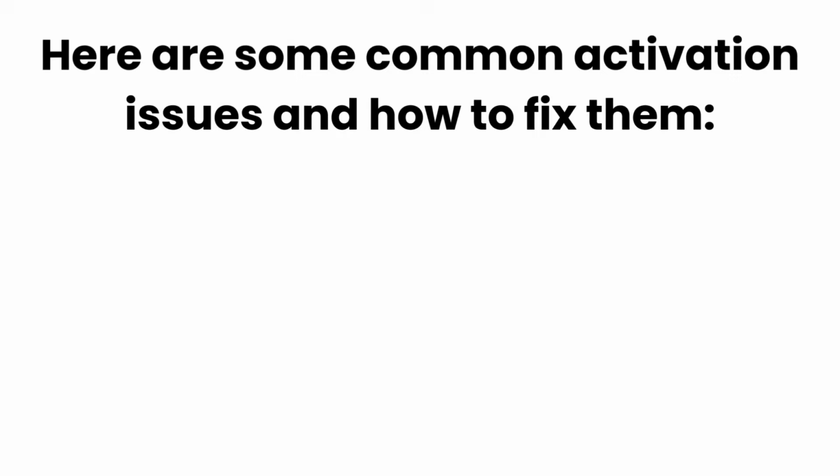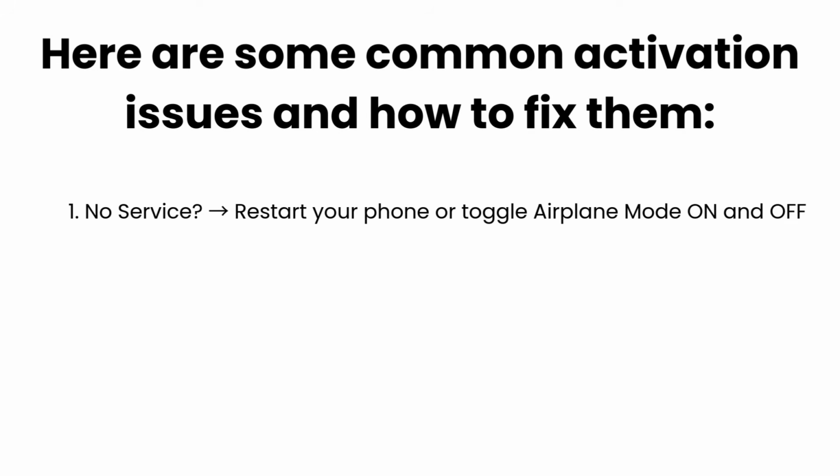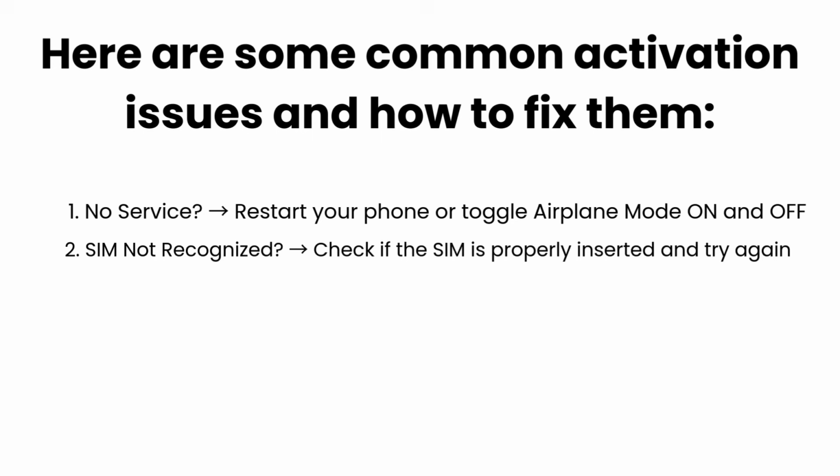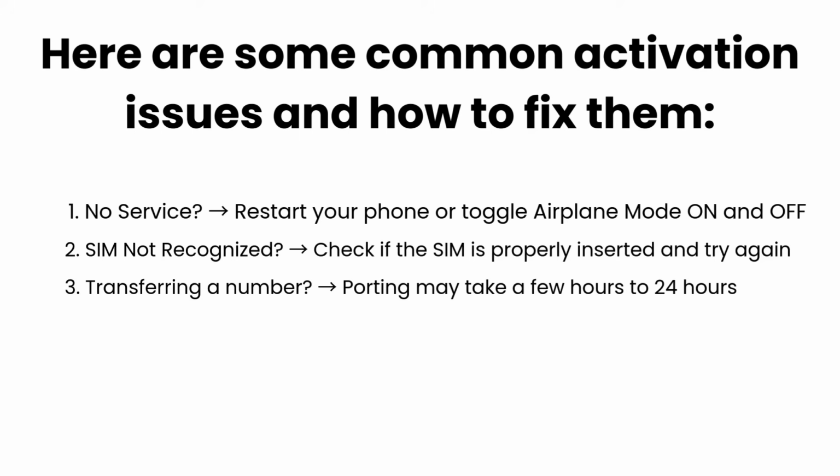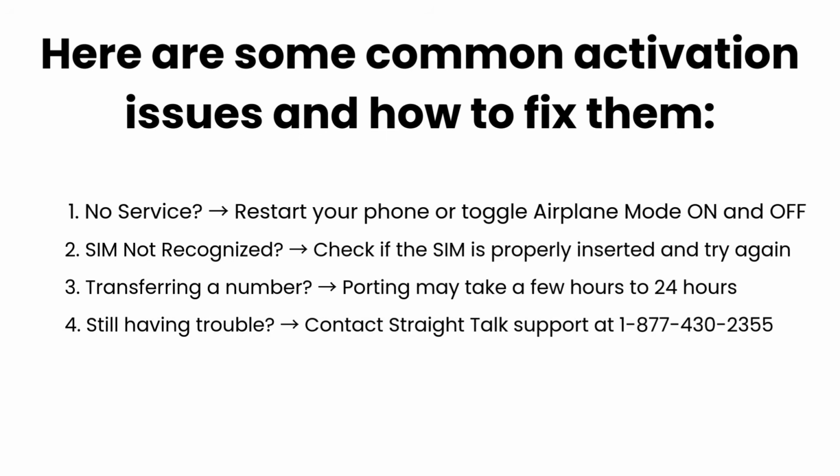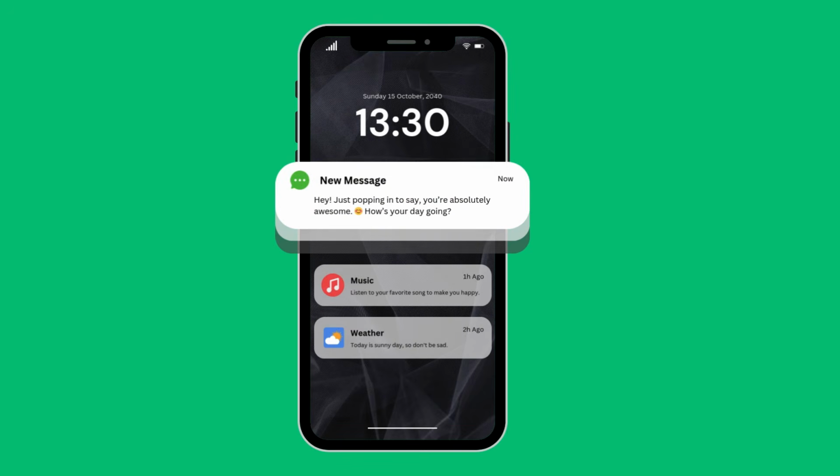Here are some common activation issues and how to fix them. 1. No service? Restart your phone or toggle airplane mode on and off. 2. SIM not recognized? Check if the SIM is properly inserted and try again. 3. Transferring a number? Porting may take a few hours to 24 hours. 4. Still having trouble? Contact StraightTalk support at 1-877-430-2355. And that's it. Your StraightTalk phone should now be activated and ready to use.